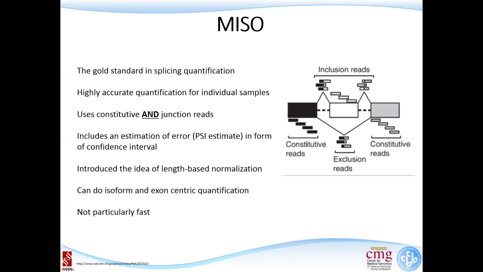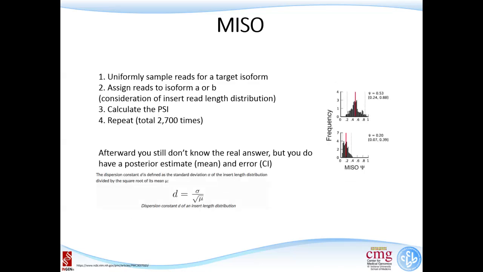This paper also introduced the idea of normalizing read alignments based on the length of the alternatively spliced events that you're trying to align to. And this paradigm has been kept in the splicing field for a while now. Unfortunately, it's not particularly fast, so that's its biggest downside.